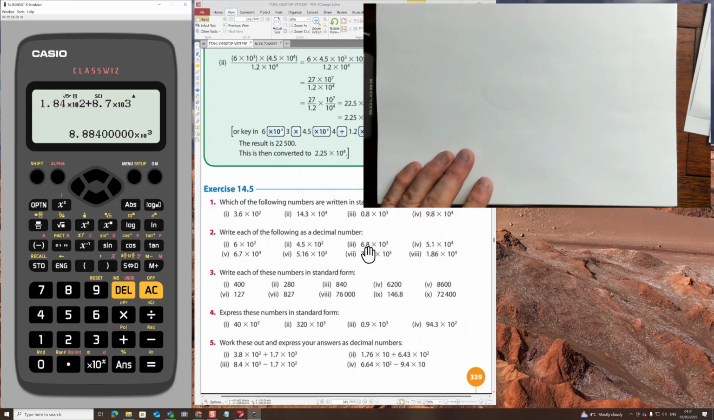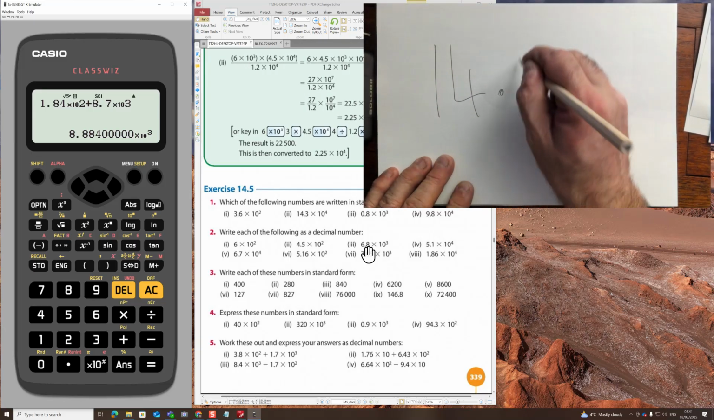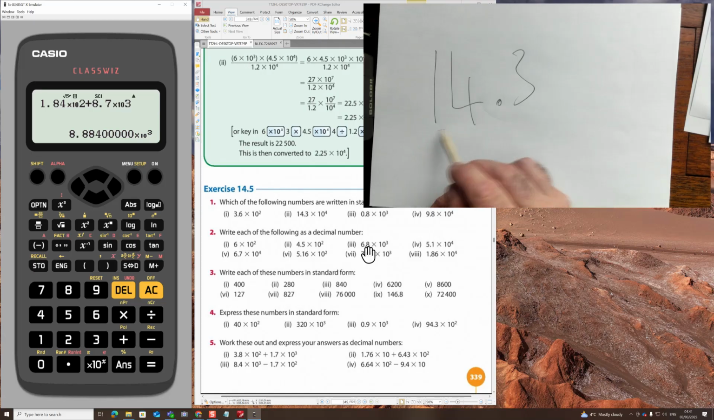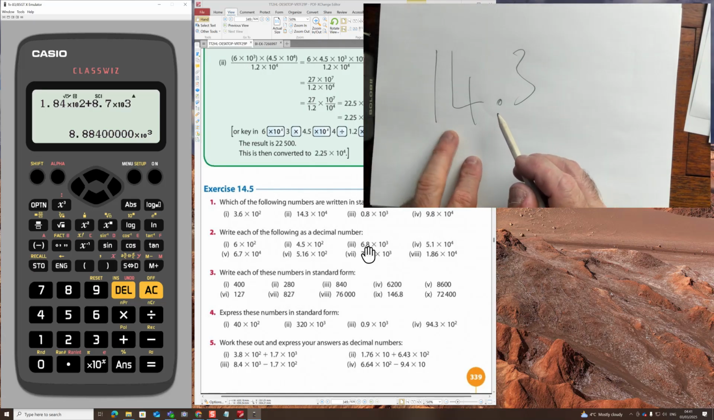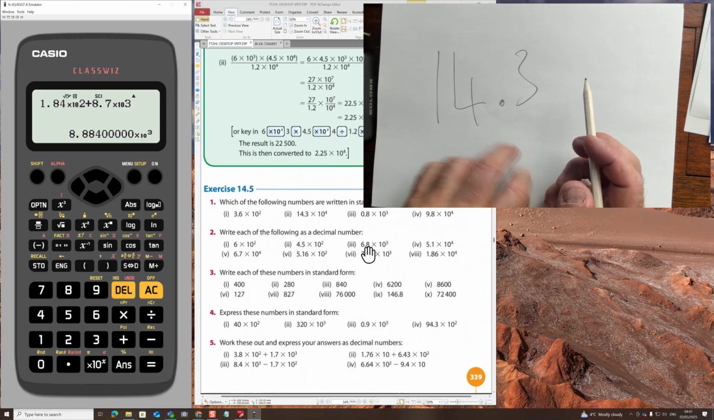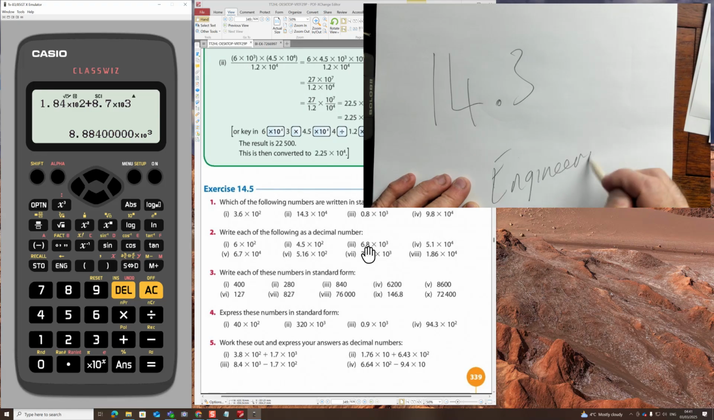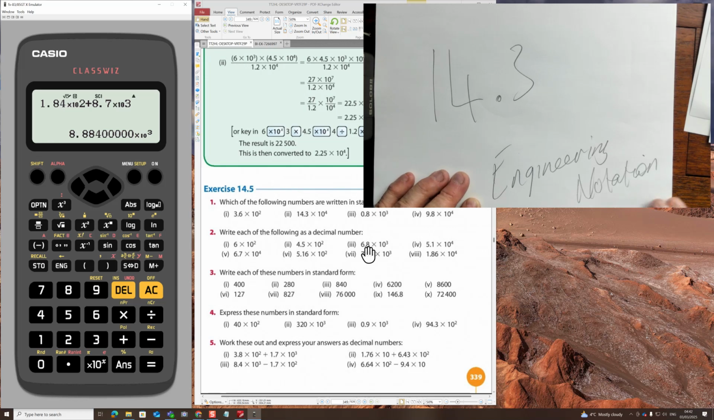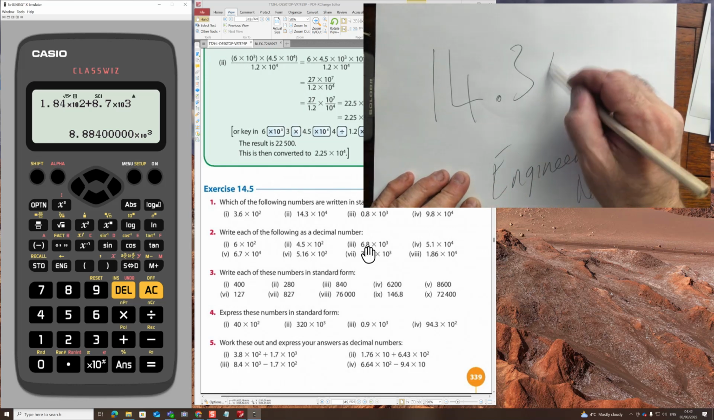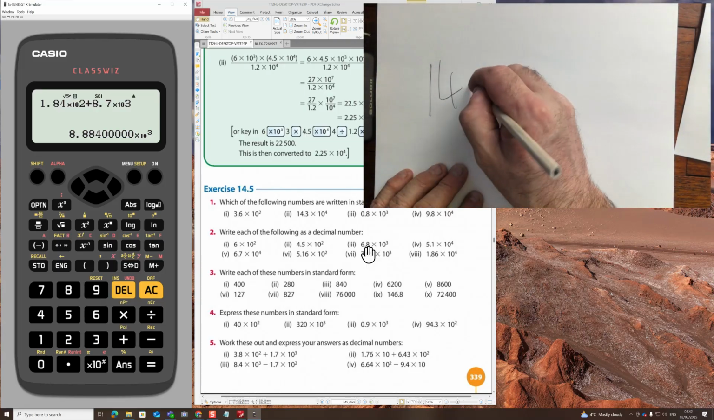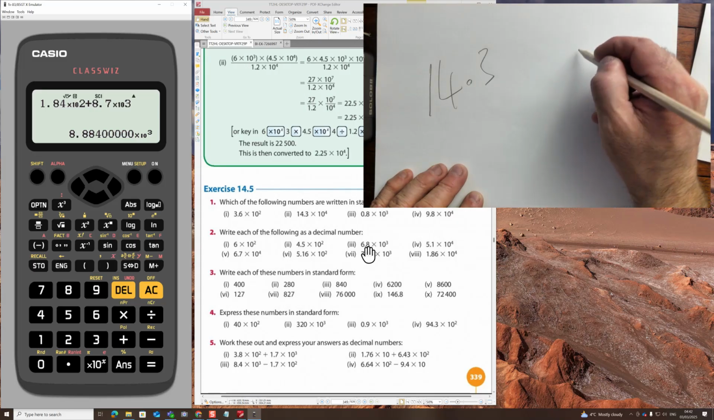I'm going to do another one now, and I'm going to show you a trick. If you have to do pen and paper, if you're being forced to do pen and paper and not to use the calculator, you'll go like this. 14.3. By the way, this is called engineering notation, where this number can actually float around a little bit. Okay, so you've got your 14.3 by 10 to the 4. But now the way I want to look at this is 14.3 space 10 to the 4.